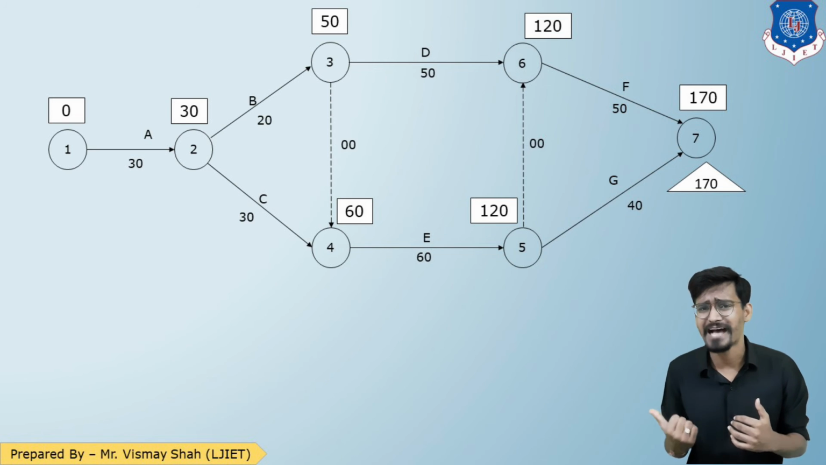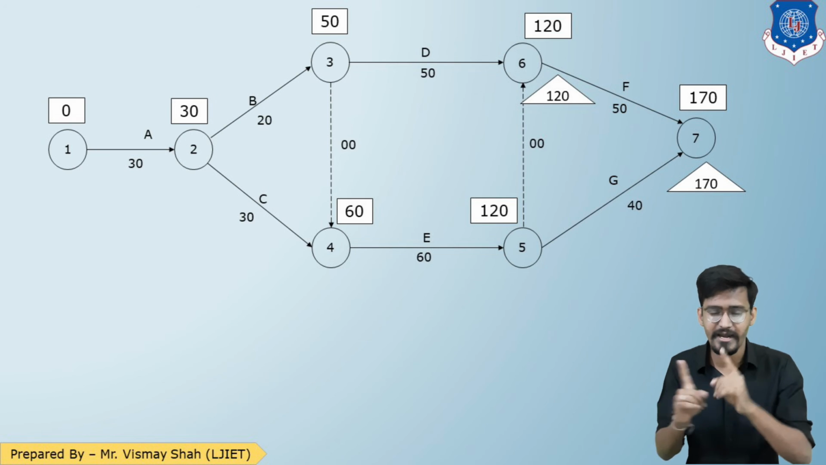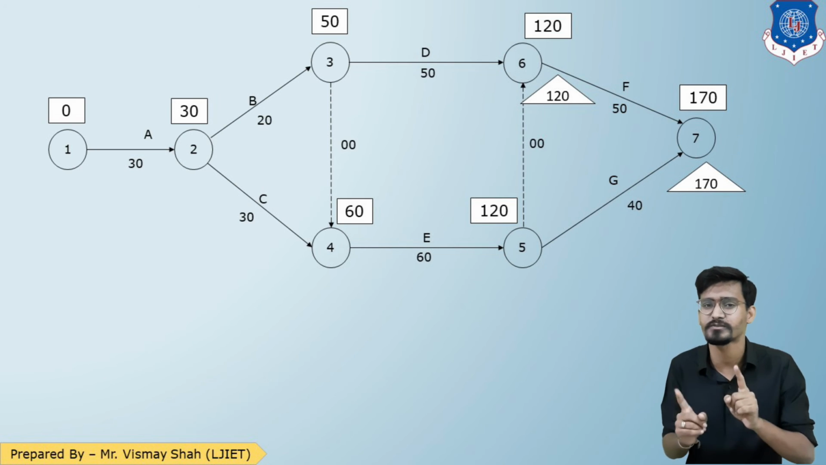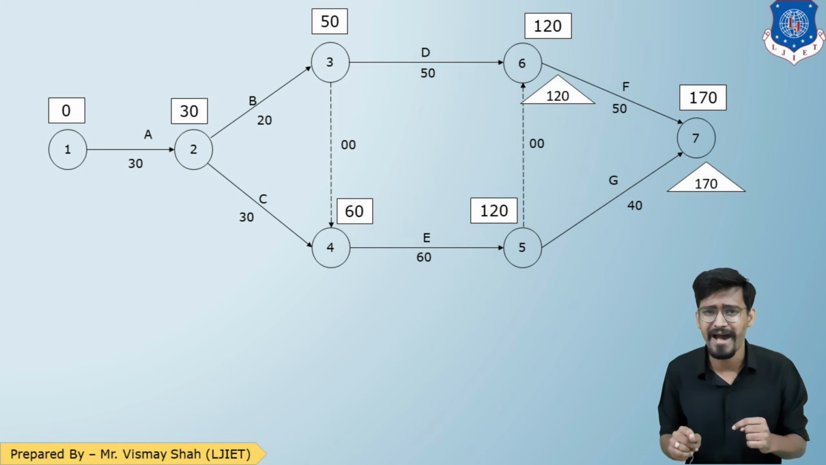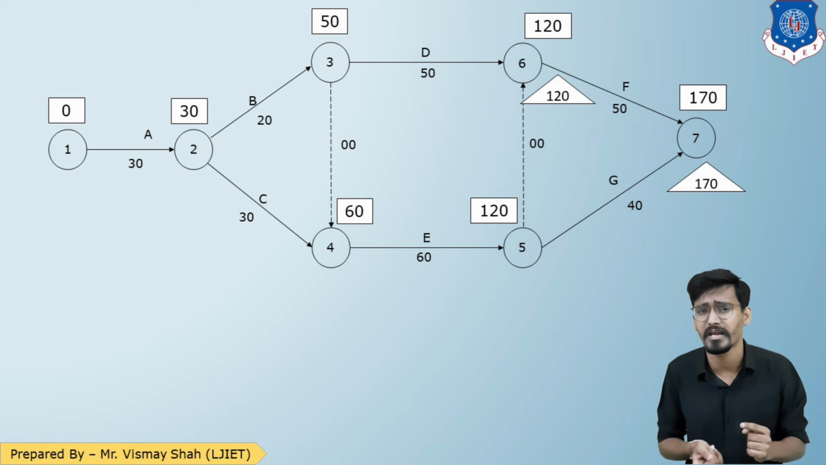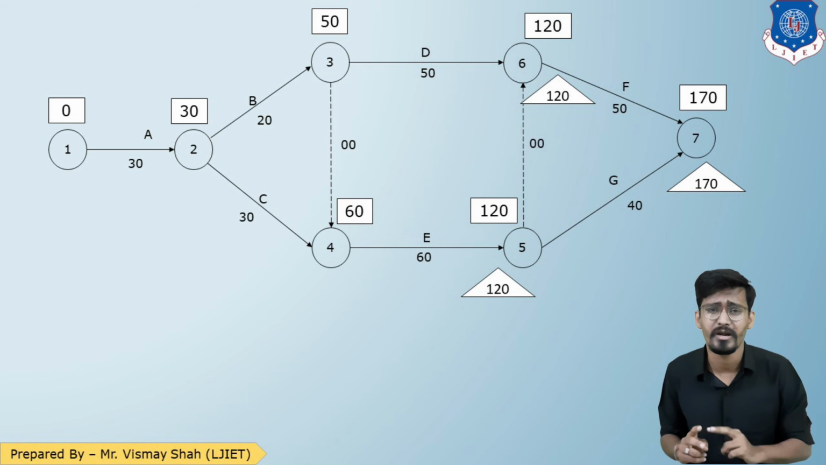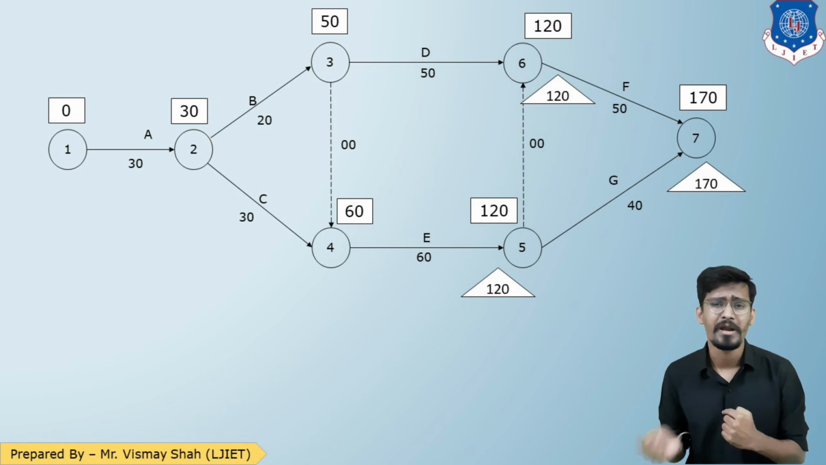So starting from last point 170. Now coming back from 7 to 6, that is only one way, 170 minus 50, 120. Now for point 5, there are two outgoing arrows, 5 to 6 and 5 to 7. So two reverse paths, 7 to 5, 6 to 5. If I go from 7 to 5, 120 minus 40, 80, and 120 minus 0, 120. So I'll consider 120. Now for event 4, that is only one path, 5 to 4, 120 minus 60.